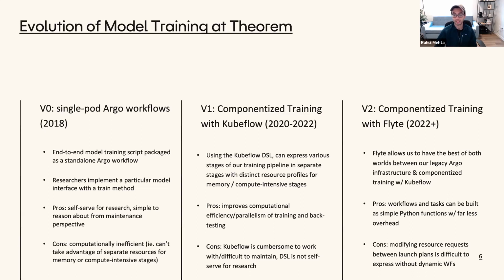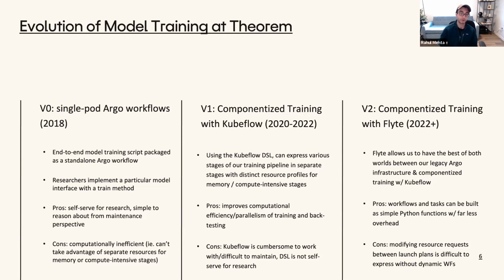Using the Kubeflow DSL, it's possible to express different stages of our training pipeline in different pods and have different resource profiles attached to them. However, as maybe others on the call have seen with Kubeflow, we found that the Kubeflow DSL is extraordinarily cumbersome to work with. Most importantly, it isn't self-serve for research to understand, especially in the 1.0 world of Kubeflow, where you still need to also define a corresponding YAML specification for your component. And we also encountered a ton of scaling problems with Kubeflow, especially in these really large backtests.